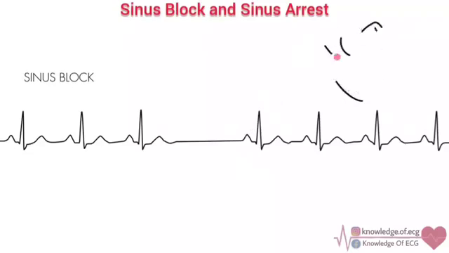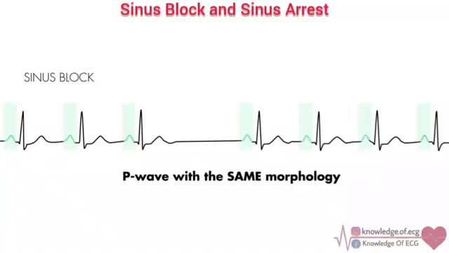You could tell this rhythm is sinus before and after the pause, because the P waves have the same morphology in every cardiac cycle, which are then subsequently followed by narrow QRS complexes.